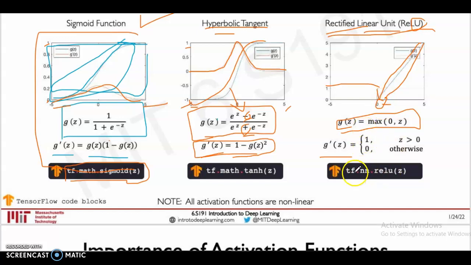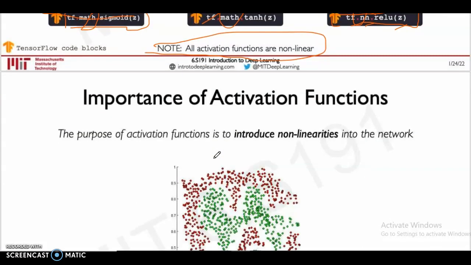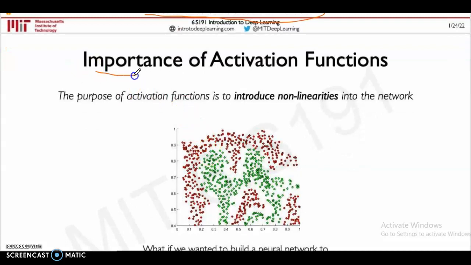So in TensorFlow, TF dot NN dot ReLU, where NN is neural network, applies the rectified linear unit. Here, all activation functions are non-linear. Okay, fine.